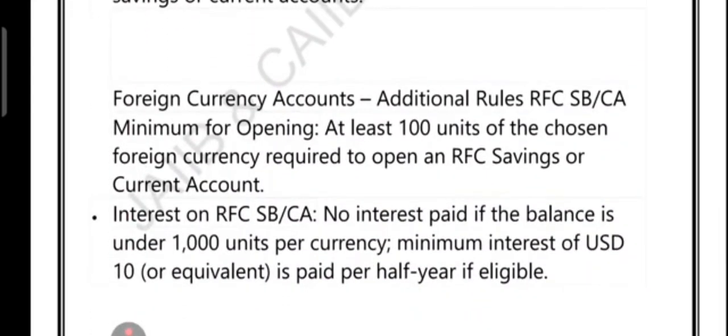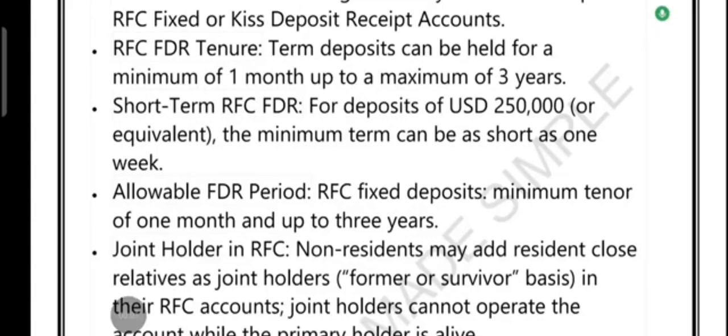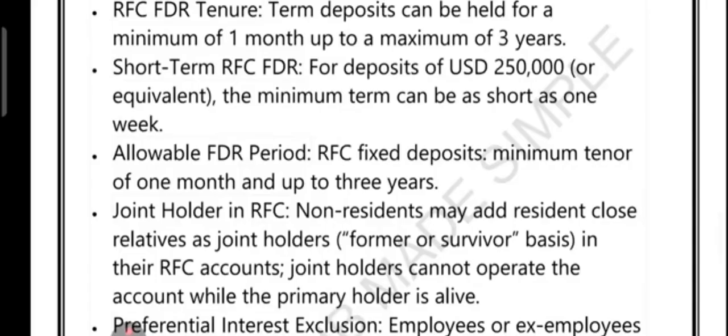Some more points related to it. Let's talk about the minimum for opening. To open an RFC savings or current account, you need at least 100 units of the chosen foreign currency. No interest if the balance is under that. For a resident foreign currency account FDR, you need 1000 units to start. Tenure can be 1 month to 3 years. But if you deposit 2.5 lakh dollars or more, you can keep it for as little as 1 week. A non-resident can add a resident relative as joint holder, but they cannot touch the money while you are alive.